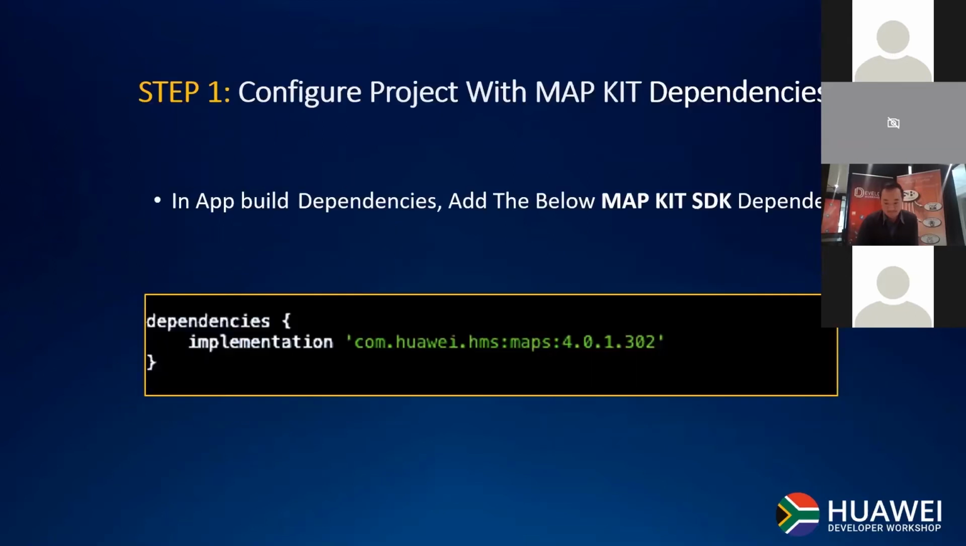So let's start with step 1, having to configure the project with MapKit dependencies. Below is the MapKit SDK dependency syntax to be added in the app level build Gradle.